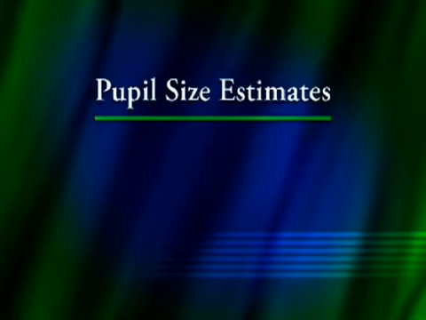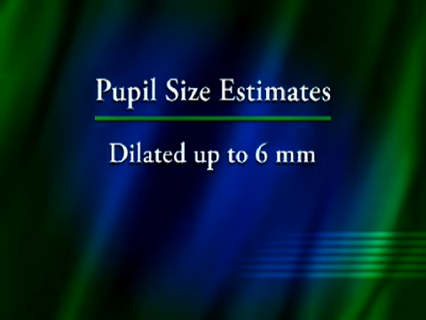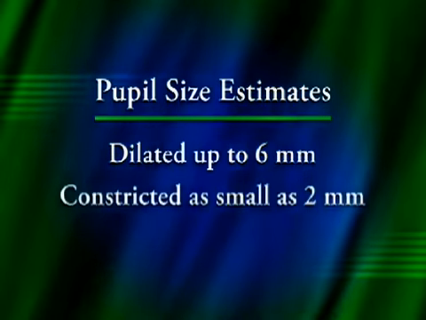We're going to do another test. Next, test the pupils for accommodation. First, look at the wall over my shoulder. Good. Now look at my finger. The patient's pupils should constrict when she focuses on an object held about 10 centimeters from her nose. Good. During all pupil tests, estimate the pupil size. When dilated, pupils may be up to 6 millimeters. When constricted, they may be as small as 2 millimeters.